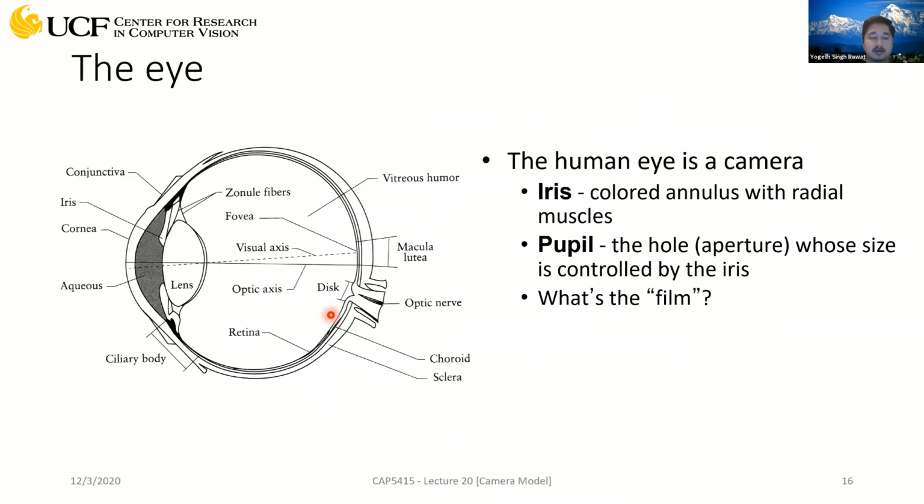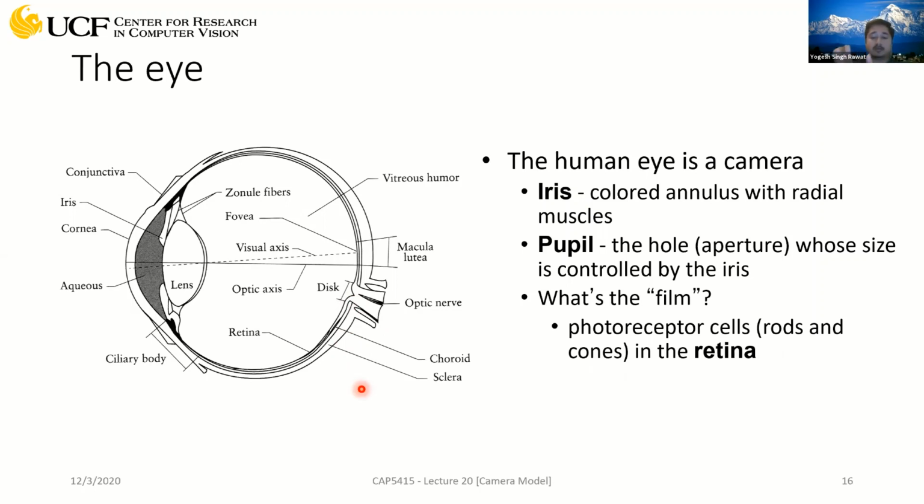Now the human eye also functions very similarly to a pinhole camera, and the film where the rays actually project the 3D environment is called the retina. I think we discussed in the first or second lecture that we have photoreceptor cells called rods and cones in the retina, which do the actual projection, which allows us to see.